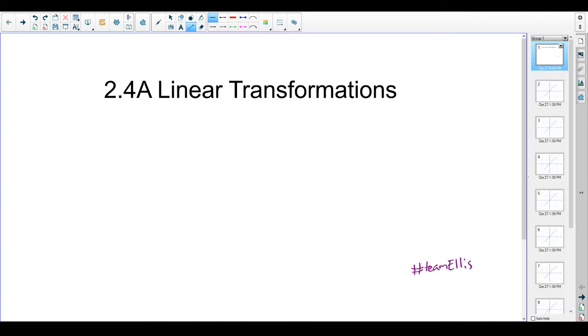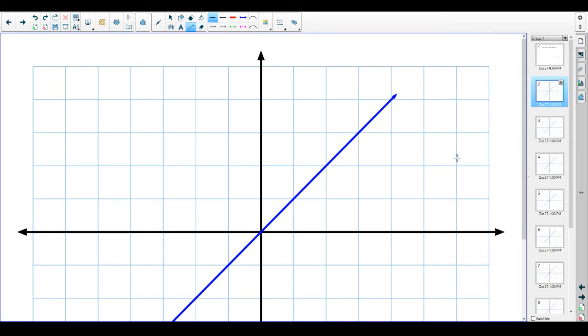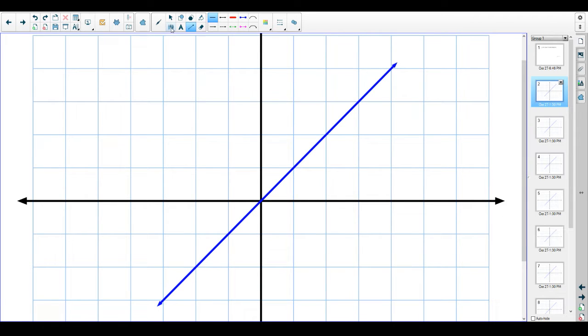And here we are. Okay, so 2.4a, linear transformations, which is actually kind of easy and kind of boring, but whatever, we can do it. So what we do is we start with a line. This is our parent linear function. Y equals x, or since it's functions, call this f of x equals x. Okay. So you just need to remember, if you haven't done it yet, that y and f of x are the same thing. One is just function notation. It makes no difference though.